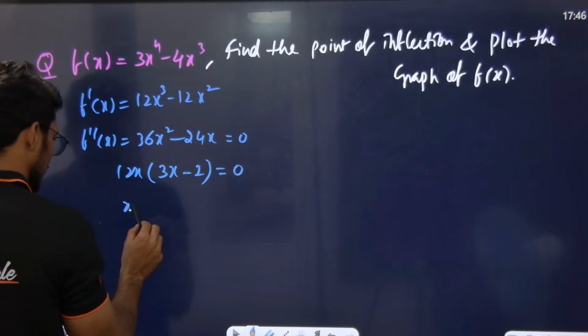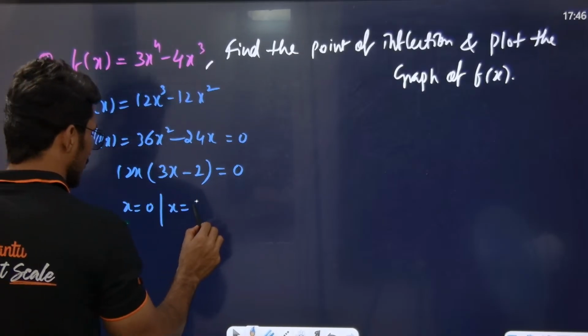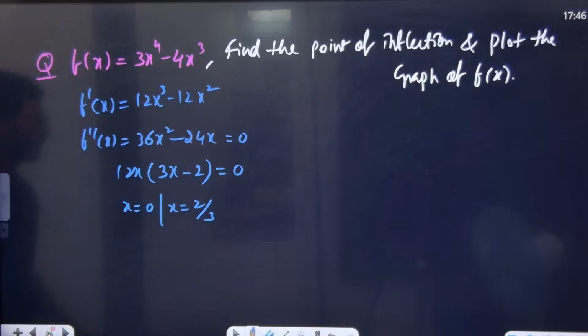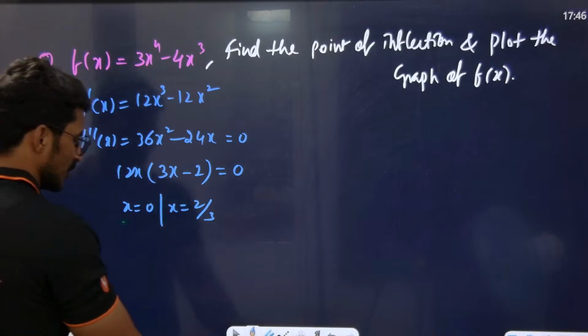Sir, now what are the critical points? x is equal to 0, x is equal to 2 by 3. Can we say x is equal to 0 and 2 by 3 are critical points? First we need to check the sign.